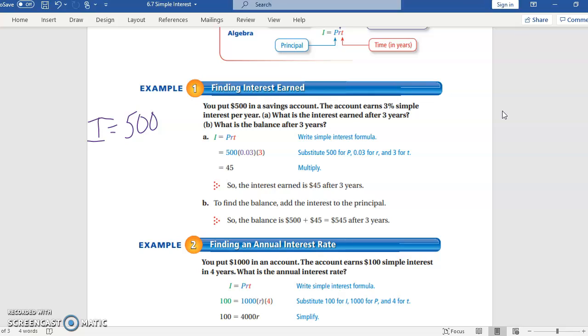We are still using a 3% interest rate, so it's still going to be, I'm just going to put a dot for multiply, 0.03. And instead of 3 years, we're going to be doing 9 months. So 9 months out of 12 months in a year, we can reduce that. If we divide both by 3, we would get 3/4. It'd be 3/4 of a year, but remember we have to convert that over to a decimal.